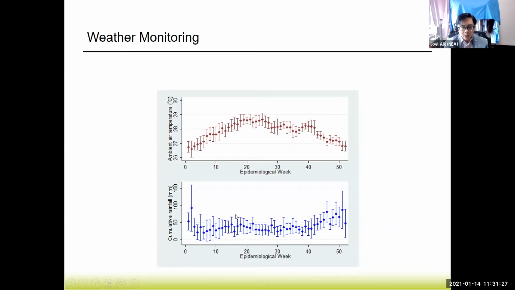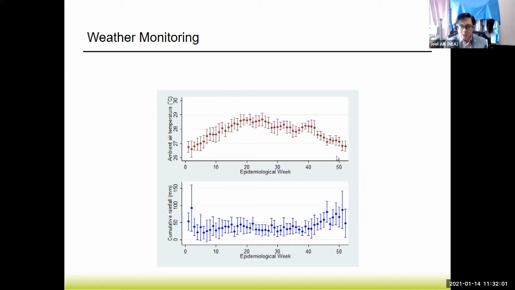So then let's refer to the figure below, and that's cumulative rainfall. So what can we tell about rainfall in Singapore? So you can see over here, rainfall is more or less the same throughout the year, but there's a slight rise towards the end of the year.